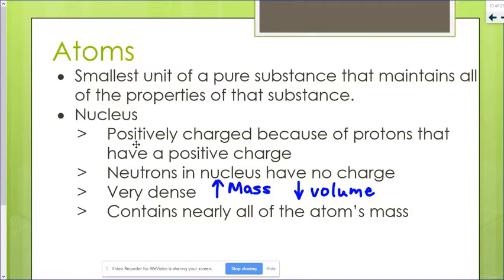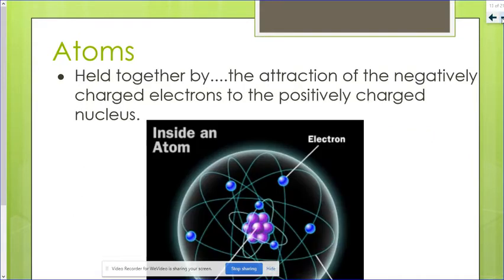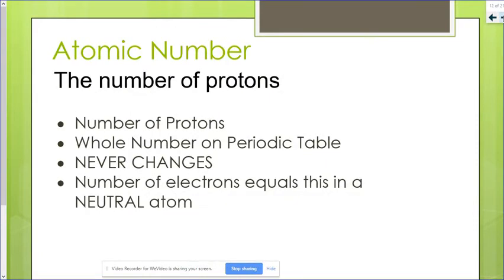Nucleus then is going to be a positively charged nucleus. That's because it contains the protons that have the positive charge. The neutrons are in there, but they don't have a charge. This nucleus is high in mass, but very low in volume, just teeny tiny volume compared to the amount of mass it has, because most of the atom's mass is contained in that nucleus. Atoms then are held together by the negative charged electrons being attracted to the positive charged protons.